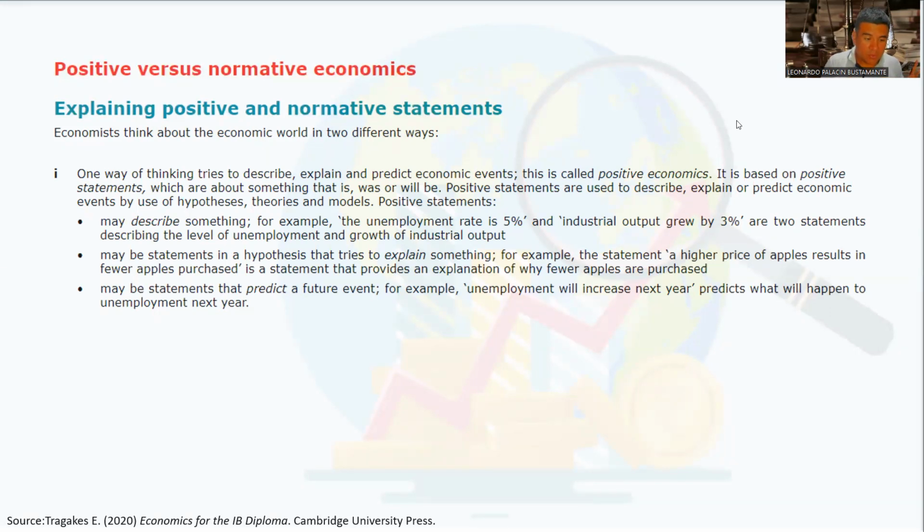Positive statements, number two, may be statements in a hypothesis that tries to explain something. For example, the statement, a higher price of apples results in fewer apples purchased. This is a statement that provides an explanation of why fewer apples are purchased. Number three, positive statements may be statements that predict a future event. For example, unemployment will increase next year. This predicts what will happen to unemployment next year.